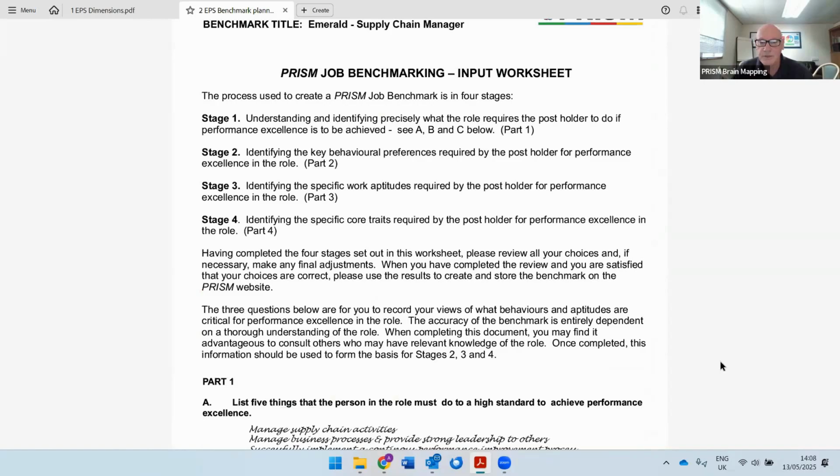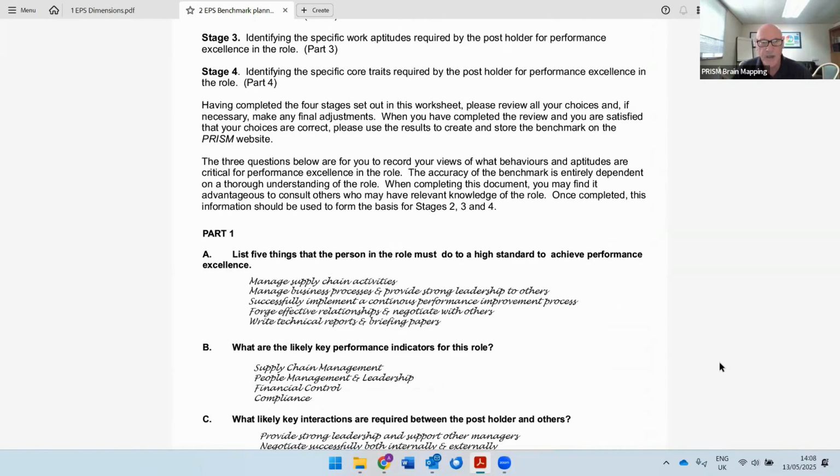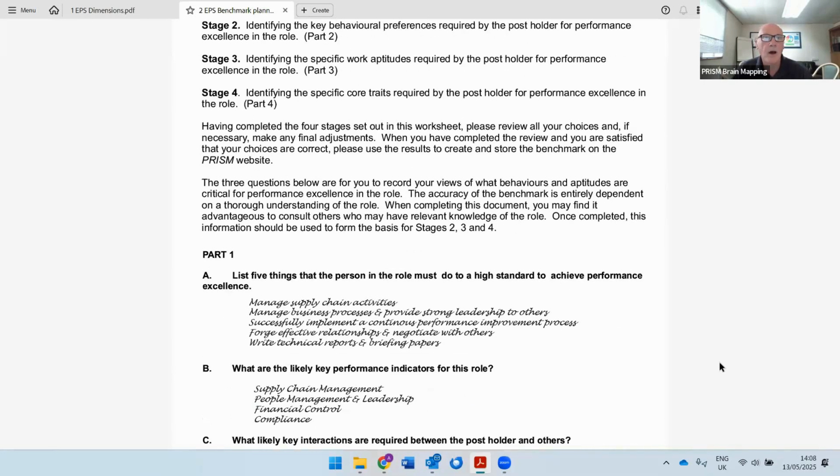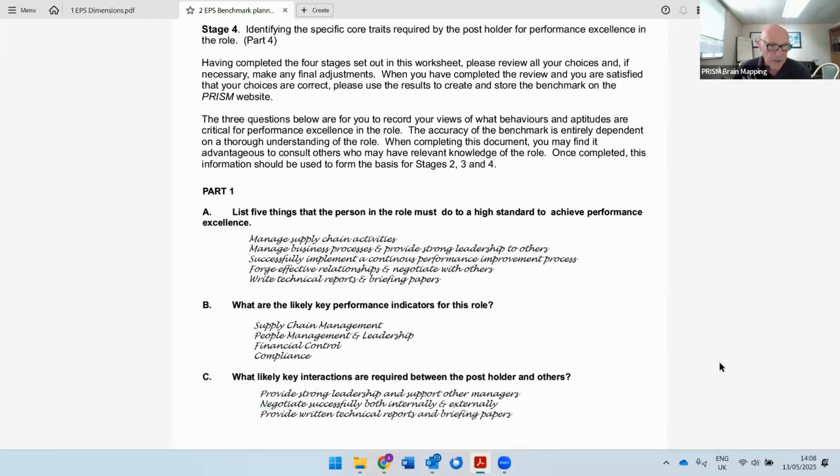So part 1, this is just a summary of the areas that are likely to lead to high performance. So you can see I put some in there from the job profile itself. So managing supply chain, managing business processes. Likely key performance indicators are the management of the supply chain, people management, leadership, financial control and compliance, and key interactions. Key interactions give an indication of the importance of communication between various parties.